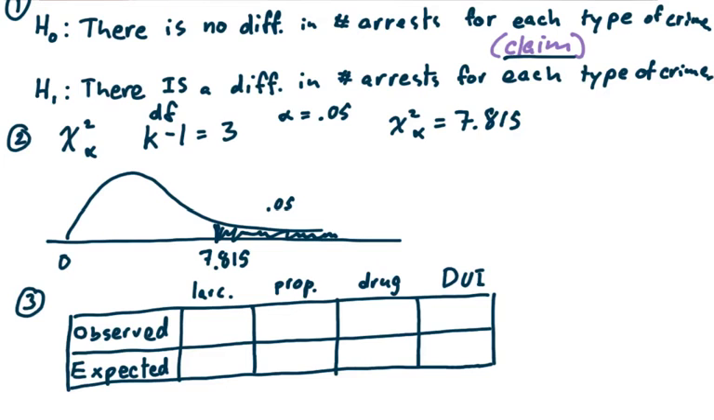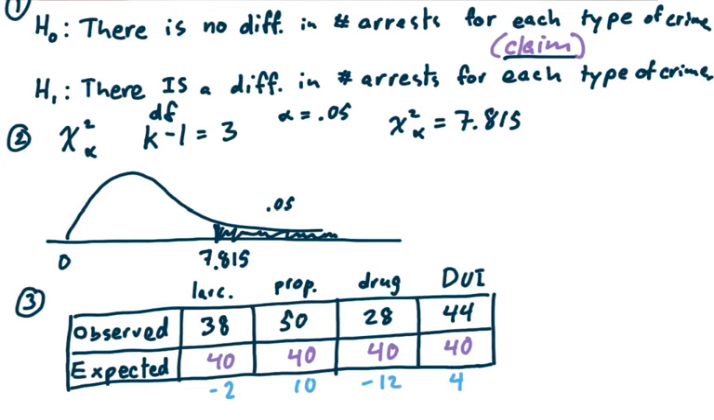And we're going to write down the data that we have. There were 38 arrests for larceny thefts, 50 arrests for property crimes, 28 arrests for drug use, and 44 arrests for DUI. If there's no difference, then the expected frequencies are just going to be 40 in each category. So there were 160 arrests total. Dividing that by 4 gives us a uniform distribution, no difference between larceny thefts, property crimes, drug use, and DUIs. And so for each of those we would expect just 40.